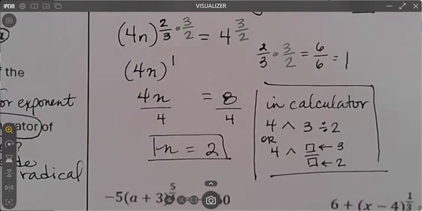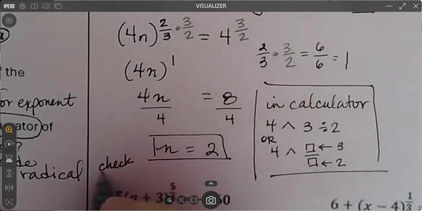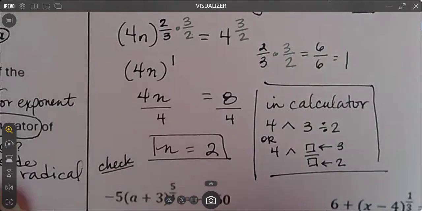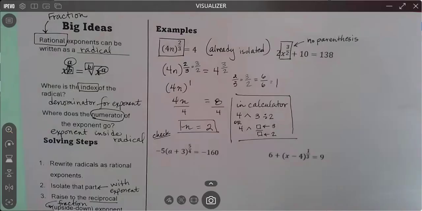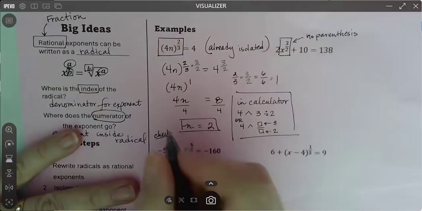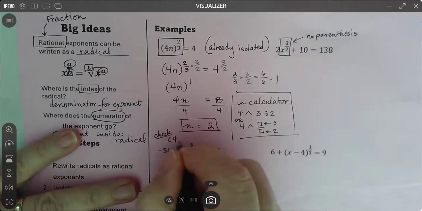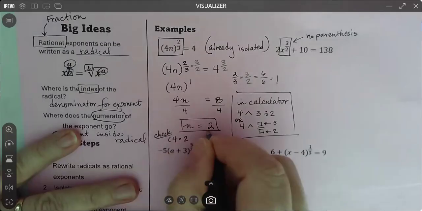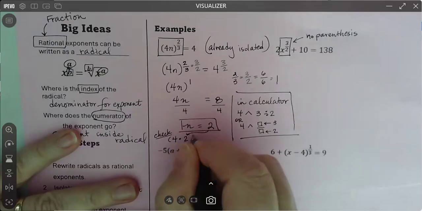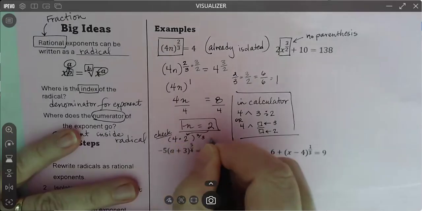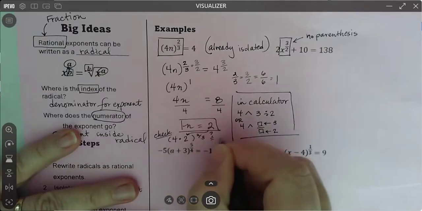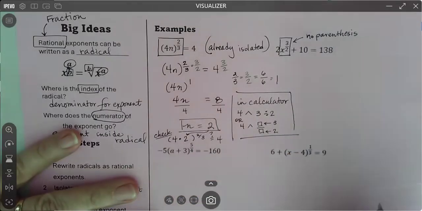Okay, so to check this, we'll substitute 2 for n in the original equation. And that is 4, I'm not going to put n, I'm going to put 4 times 2 to the 2/3 power. And I want to know, is this equal to 4? And you can verify that in your calculator.